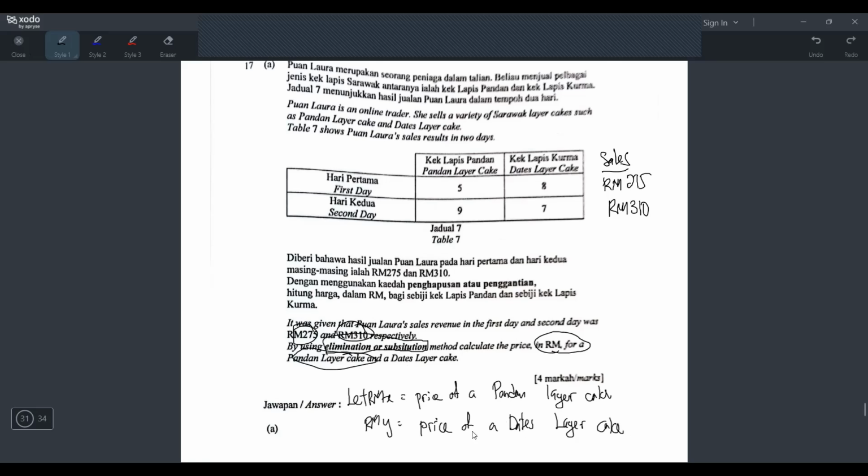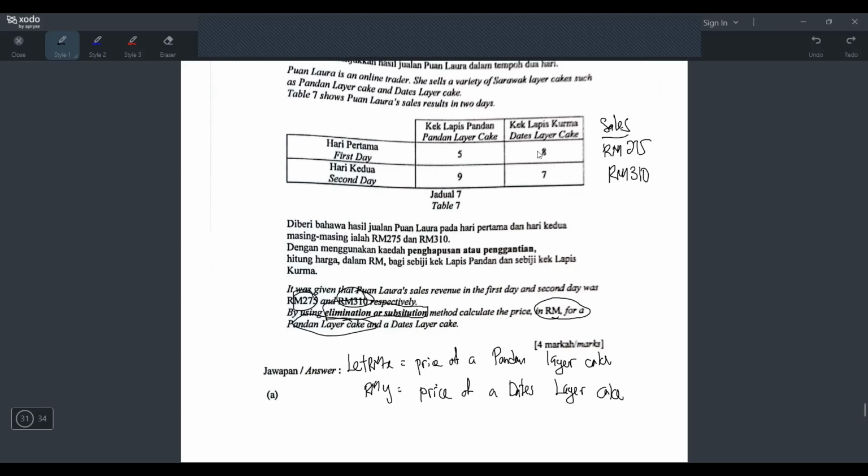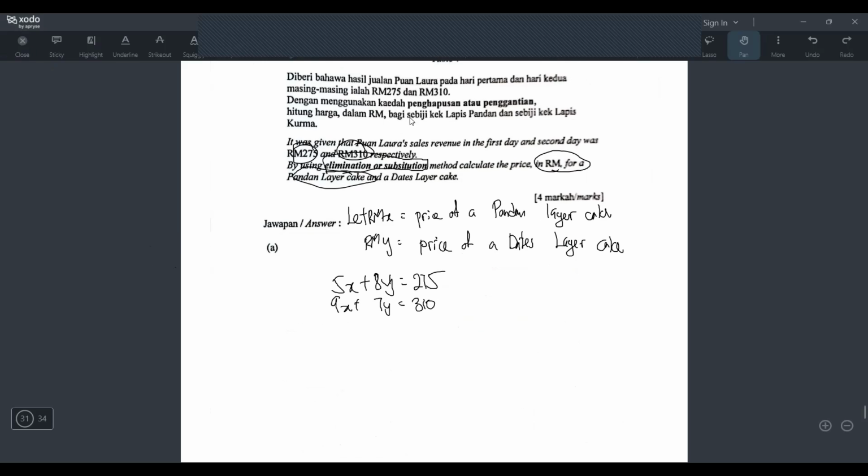Price of one pandan, one dates layer cake. Okay, now we can write our equation. The first equation would be what? 5 pandan layer, so 5x plus 8 dates layer, but one dates layer is y ringgit, so 5x plus 8y, and then the sales will be 275 lah. That's the first equation. Second equation will be 9 pandan, but one pandan is x, so 9x plus 7y equals to 310. Now we can use the substitution method or the elimination method.